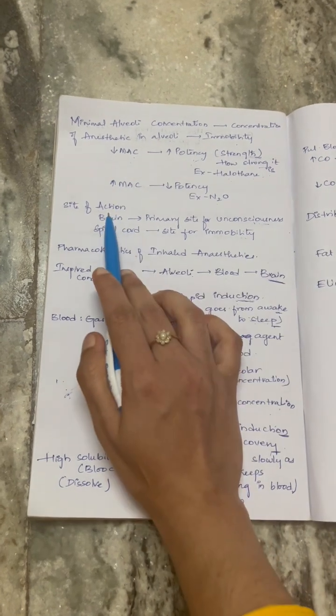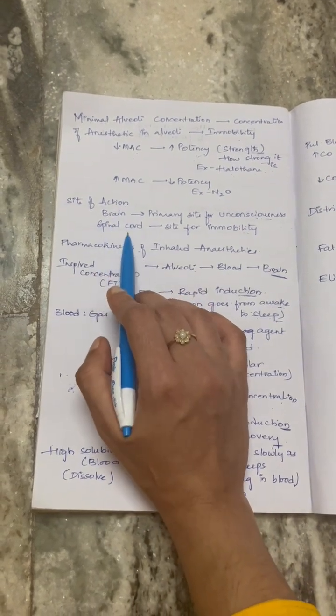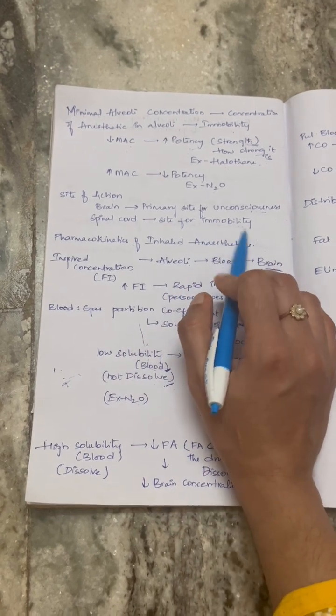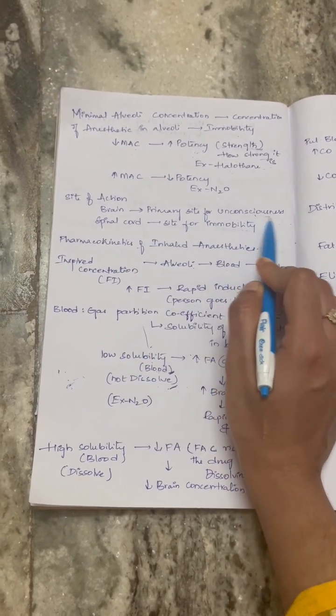Okay, so you know the site of action is in the brain and in the spinal cord. In the spinal cord, it acts as the site for immobility, and in the brain, it helps with unconsciousness.